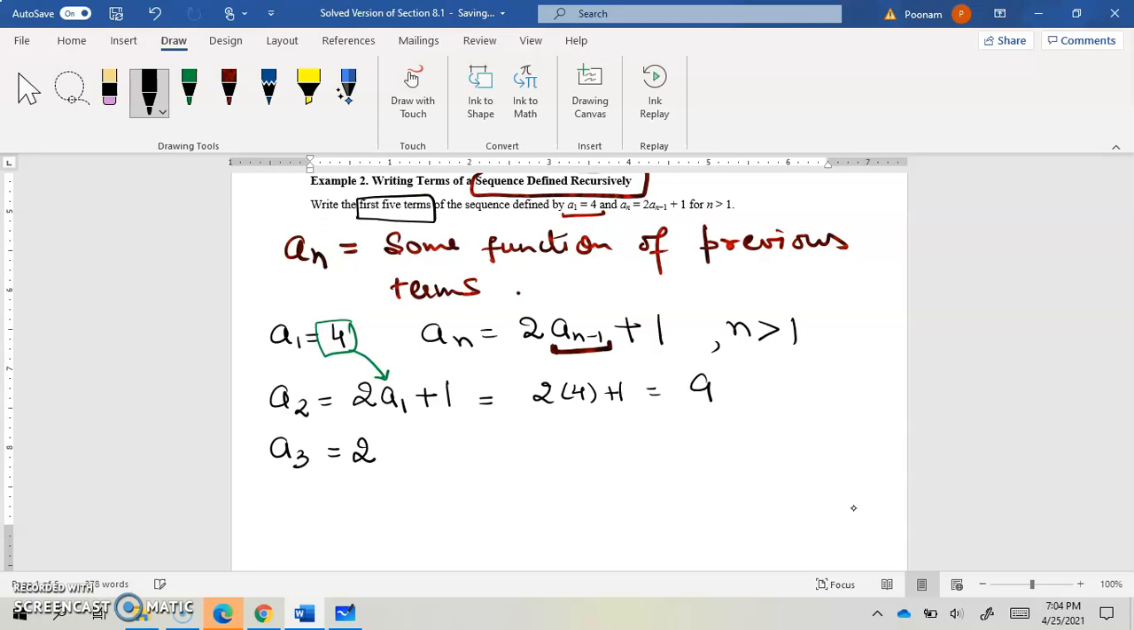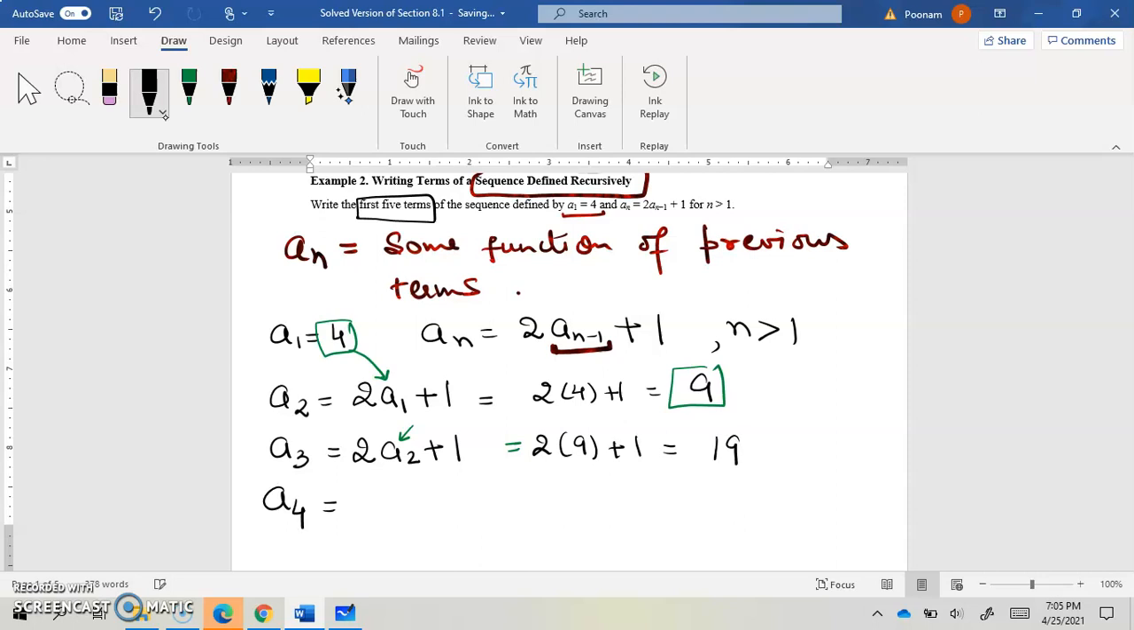A3 is double of the previous term, so A3 would be double of A2 plus 1. Now, what is A2? A2 is 9. We have to put it here. What do we get? Double of 9 plus 1, which is 18 plus 1, 19.